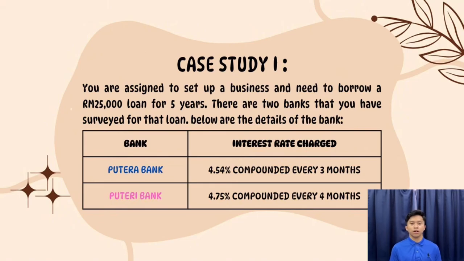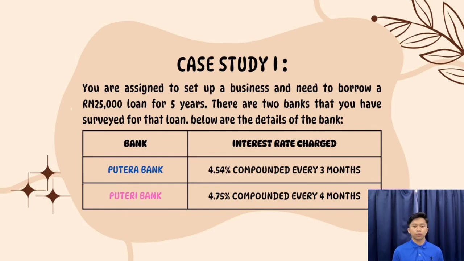Today I'm gonna solve a question, set A, case study 1. The first thing you need to do is read the question carefully. The question said, you are assigned to set up a business and need to borrow a 25,000 ringgit loan for 5 years. There are 2 banks that you have to survey for that loan. Below are the details of the bank.